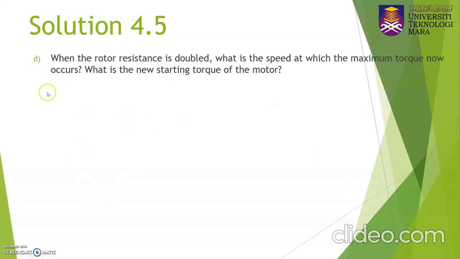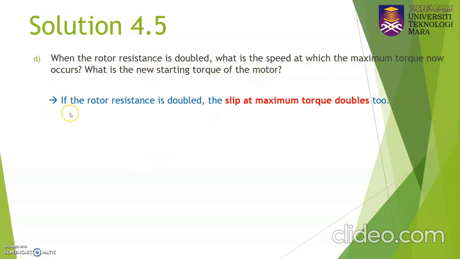The last question: when the rotor resistance is doubled, meaning R2 is doubled, what is the speed at which the maximum torque now occurs, and what is the new starting torque of the motor? If the rotor resistance is doubled, the slip at the maximum torque also doubles. The S max you calculated just now is 0.196, but since the rotor resistance doubles, the slip also doubles, so you multiply 0.196 by 2. Now your new S max is 0.392.